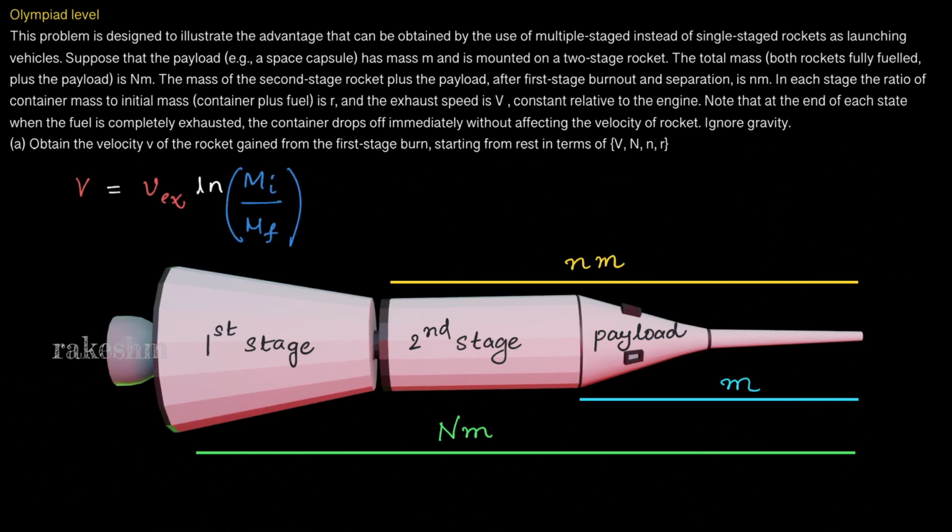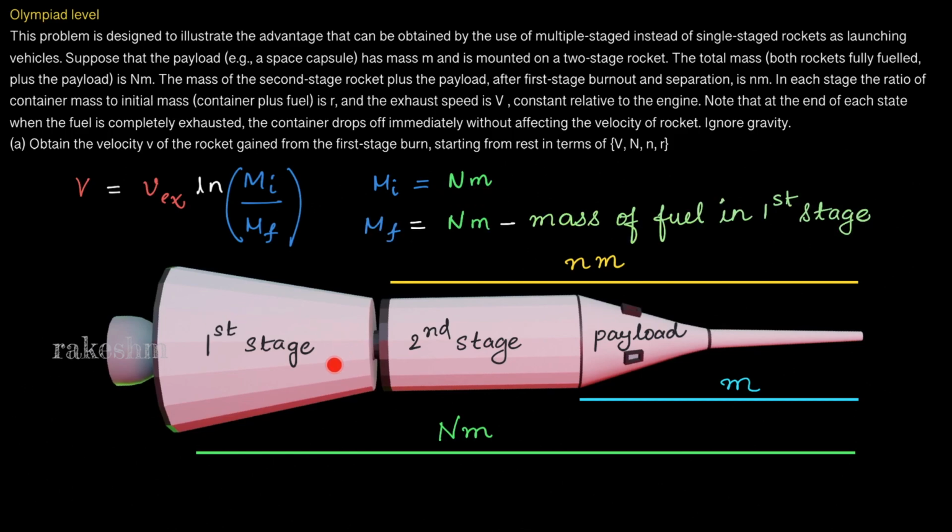From the rocket equation we have speed of the rocket equals exhaust speed times ln of m initial divided by m final, where m initial is the initial mass of the rocket and m final is the final mass of the rocket. The initial mass of the rocket is capital N into m. So it's given that very initially the whole rocket plus the fuel inside equals N into m.